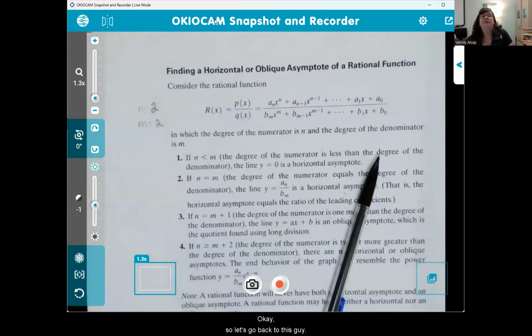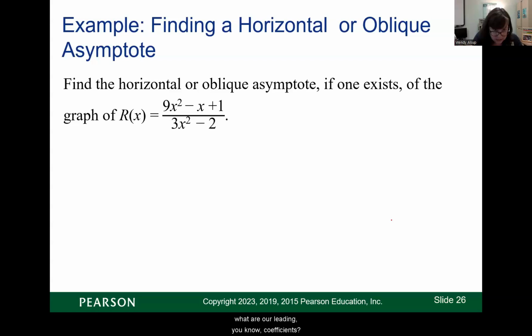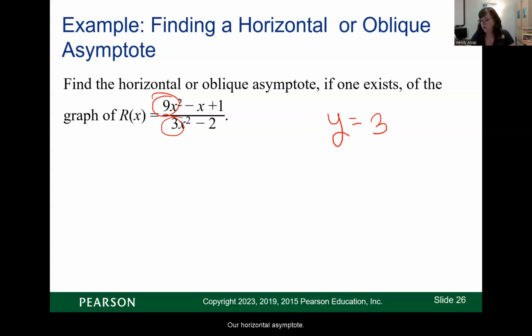Okay, so let's go back to this guy. All right, well, what are our leading coefficients? 9 over 3, right? So y equal to 9 over 3, which is 3, is going to be our horizontal asymptote.